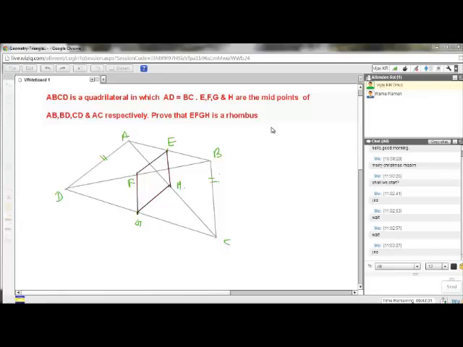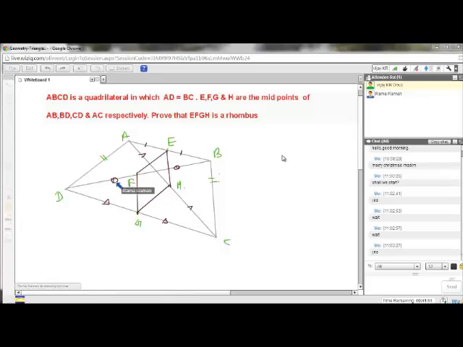See, E is the midpoint of AB, so AE is EB. Then F is the midpoint of DB, so DF is FB. Then H is the midpoint of AC, hence AH is HC. G is the midpoint of DC, so DG is GC. Okay?